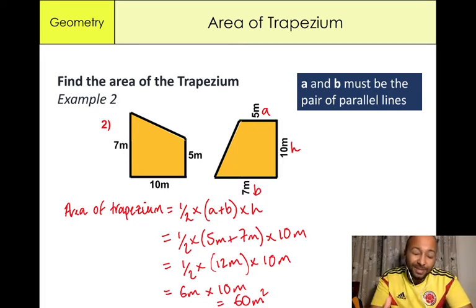What you need to do first is to label your sides, what side's A, what side's B, identify the height, and plug it into the equation and just calculate the area. Very simple. Okay. Now we're going to move on.